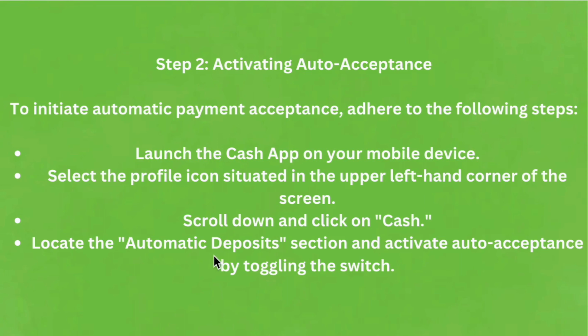Locate the automatic deposit section and activate auto acceptance by toggling the switch. So make sure that you scroll down, click on Cash, and then find this one right here, automatic deposits. It might say something else for you, but something with automatic payments basically. And you have to now toggle on the switch, as you can see.